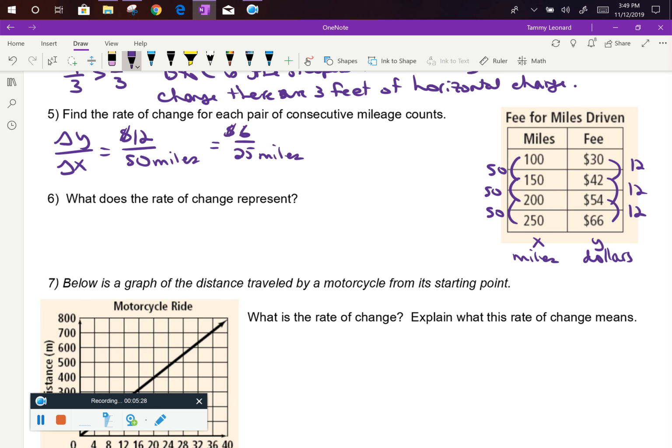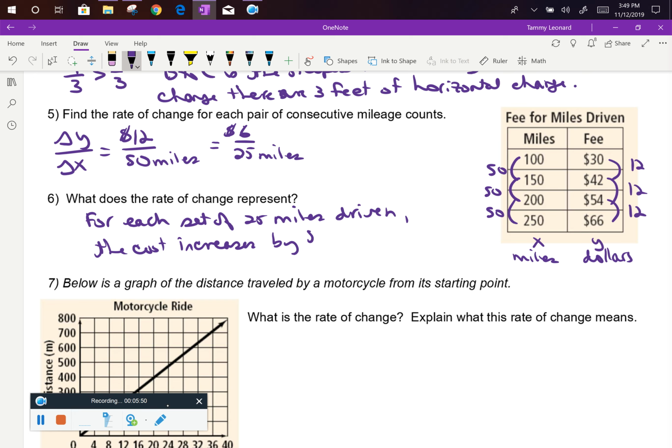We're asked what this rate of change represents. Well, if we try to put this into words, we would say for each set of 25 miles driven, the cost increases by $6.